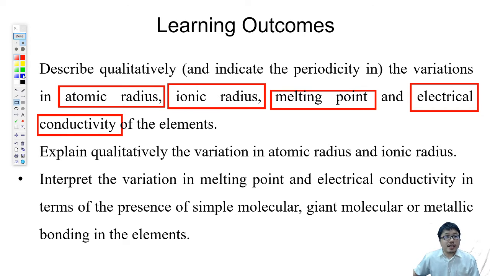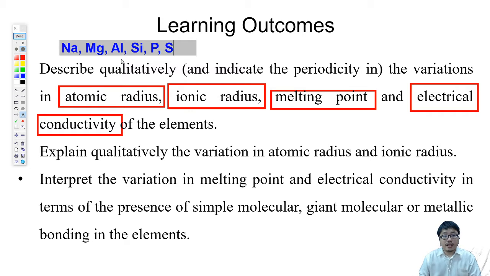With that being said, let us name all of the period 3 elements. First one is sodium, magnesium, aluminium, silicon, phosphorus, sulfur, chlorine, argon. So these are the 8 elements we're going to study.